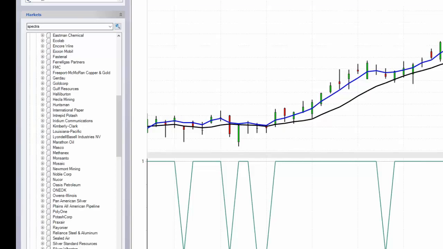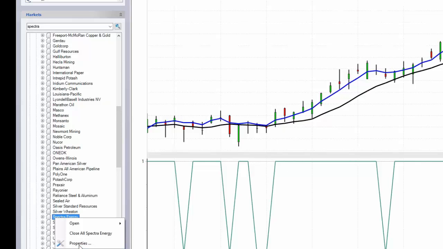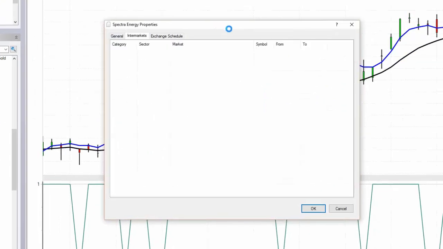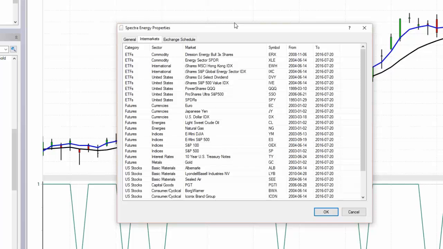But if I type in Spectra Energy, I can right-click on this Properties tab and bring up what's called the Intermarkets. Now, guys, this is the secret sauce here. This is a thing that no one out there in the markets is doing. There are actually 2 patents on this technology and this approach.